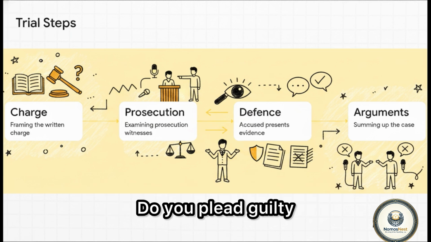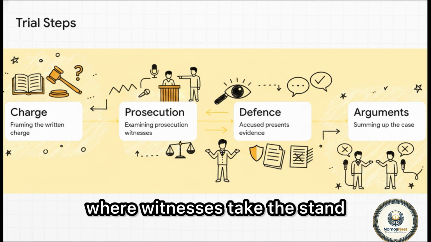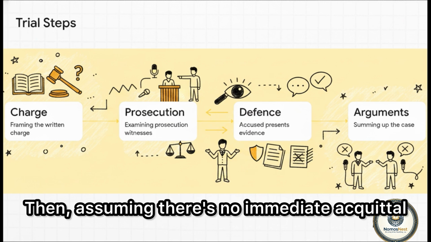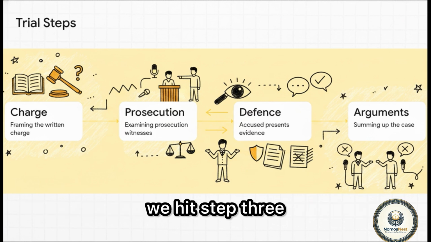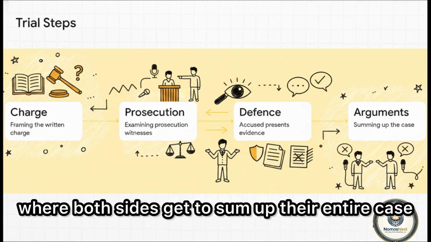The judge asks, "Do you plead guilty?" If they claim a trial, we move to step 2, prosecution evidence, where witnesses take the stand. Then, assuming there's no immediate acquittal, we hit step 3. The defense brings their evidence. And finally, step 4 brings us to the arguments, where both sides get to sum up their entire case.